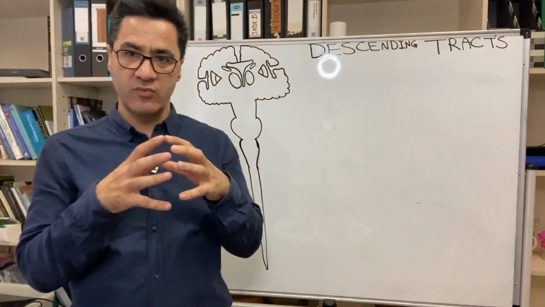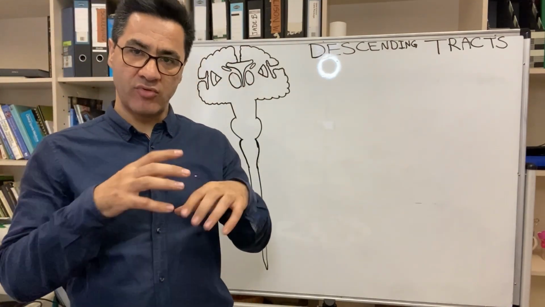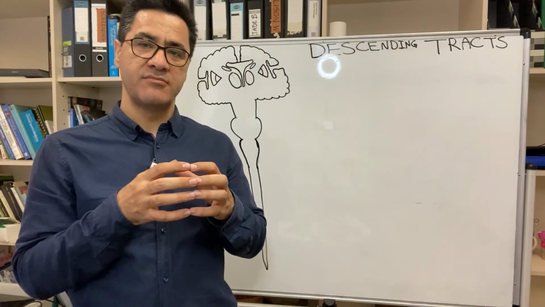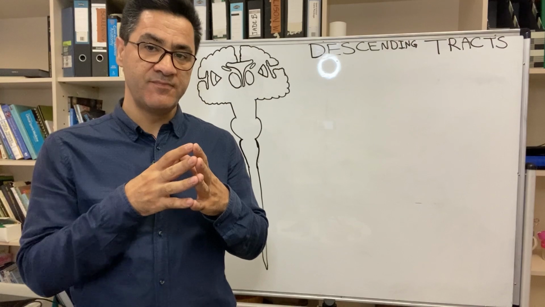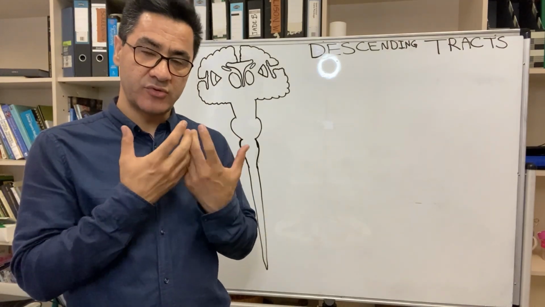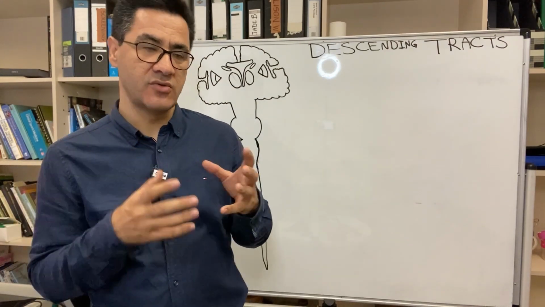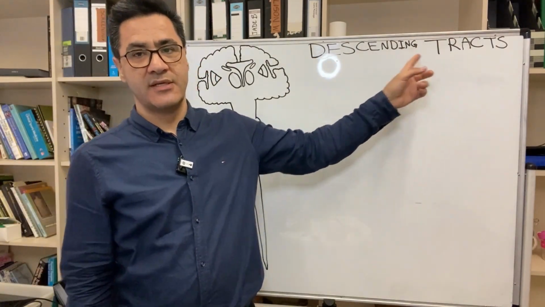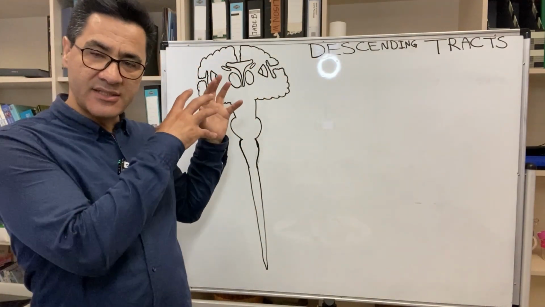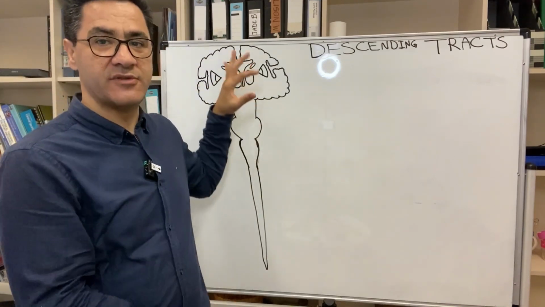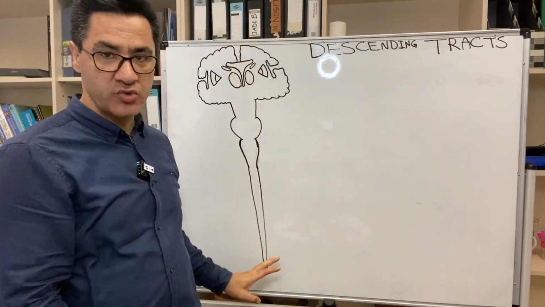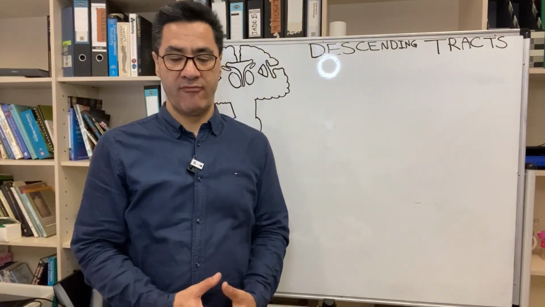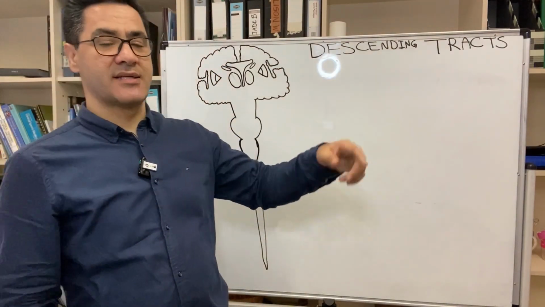So what will happen within the brain? The brain will process the information that is coming from the environment, and based on that information, the brain will provide some response. So how can it respond? Through the descending tracts. Descending tracts carry the motor information from the brain to the spinal cord and finally to the muscles mainly. So we have descending tracts.